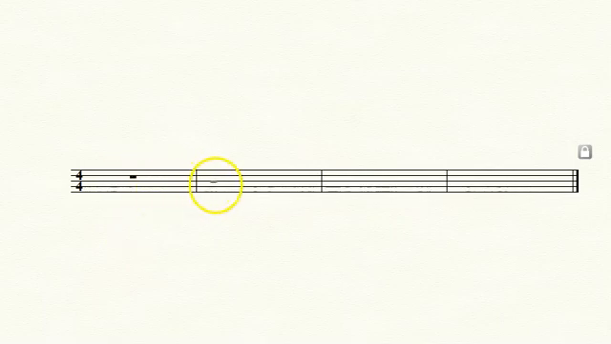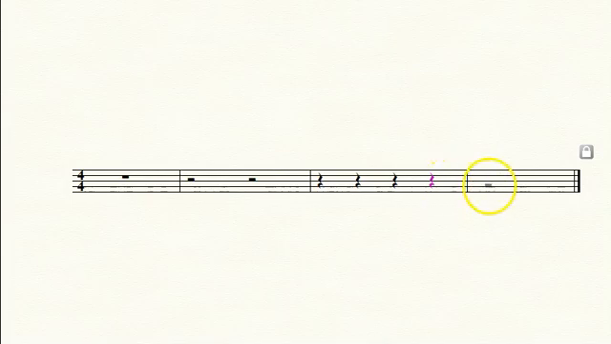Next, we need 2 half rests. The half rest goes on the third line with the rectangle part facing up. Now, for our third measure, we are going to add 4 quarter rests. And then, for our last measure, we will add 1 half rest and 2 quarter rests. You will have more opportunity to practice drawing your quarter rests, half rests, and whole rests in another exercise.